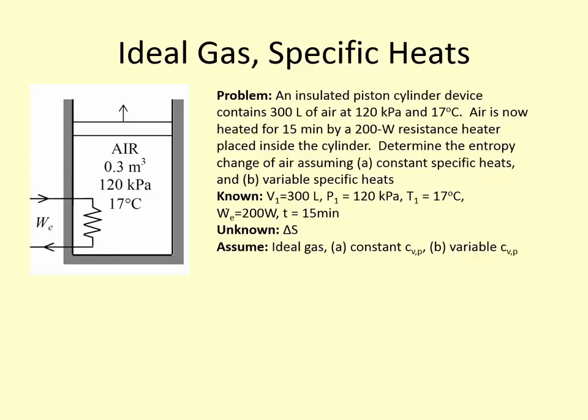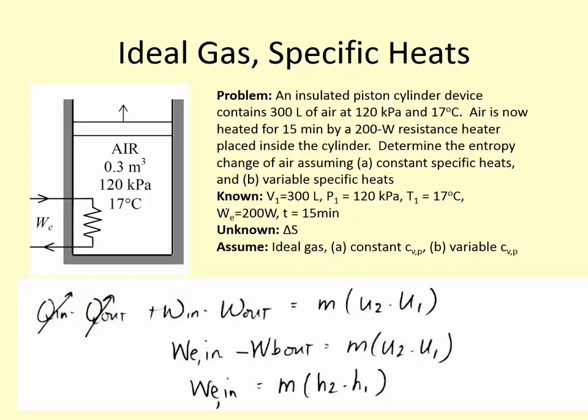Okay, so now for part B, we're saying, all right, I'm not going to assume that there's some average specific heat. I'm going to assume that specific heat changes with temperature, and I need to have that functional relationship worked out. So we go back to our energy balance. Previously, we said H2 minus H1 is equal to C sub P times T2 minus T1. Well, now instead of doing that, I'm going to use this equation and look up H2 and H1 in the property tables and find the actual temperature.